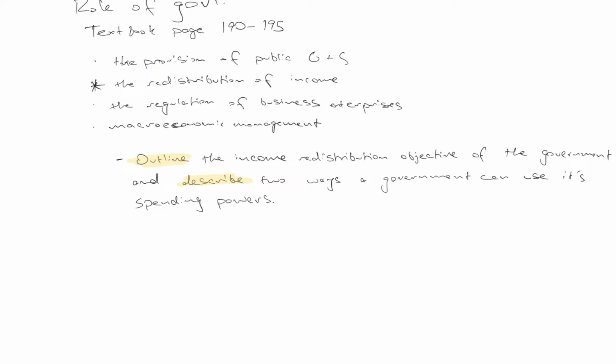Cool. So there are two parts. First off, we want to outline what income redistribution is, and why it's important. Secondly, how the government does it using its spending powers. Okay? So there's a couple of things for us to run through here. First off, we'll look at income inequality, because that's primarily what we're talking about in the question.